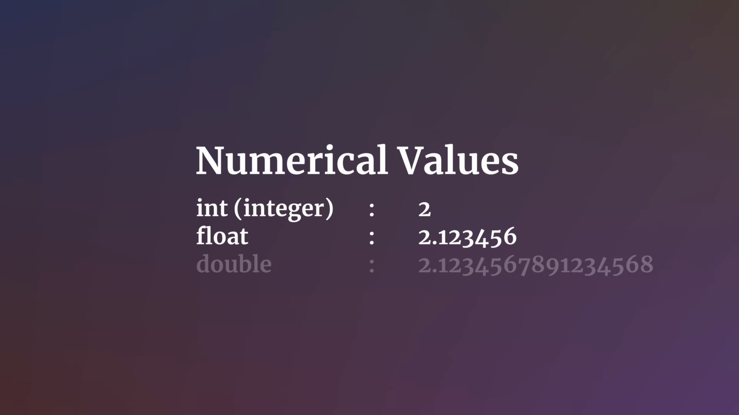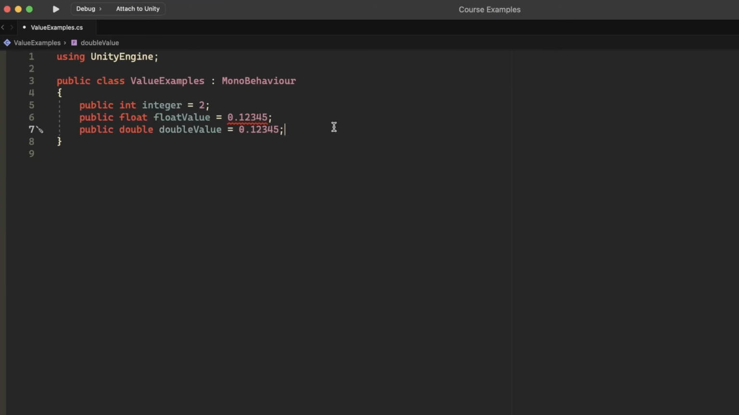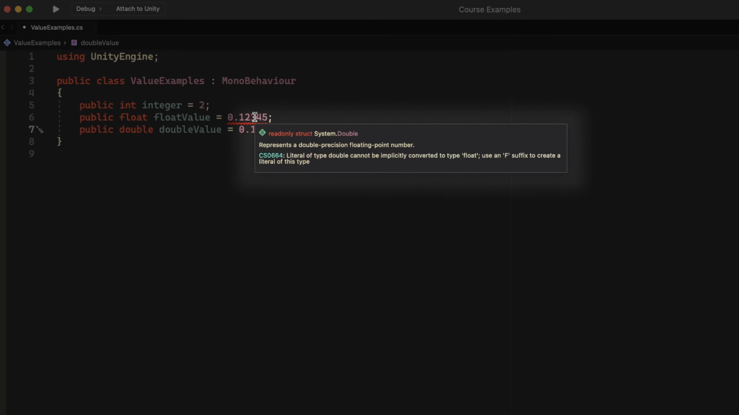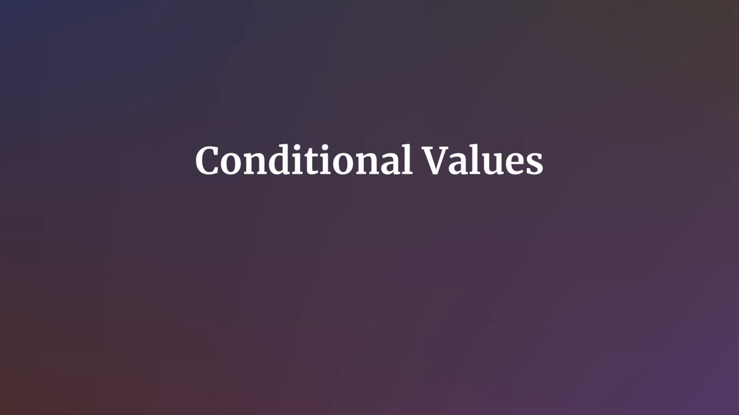Realistically, you'll use integers and floats for most tasks, saving doubles for functions that require increased accuracy, such as audio time calculations. However, decimal place numbers are implicitly treated as doubles, meaning that you'll need to add an F suffix to any decimal number that's intended to be a float.